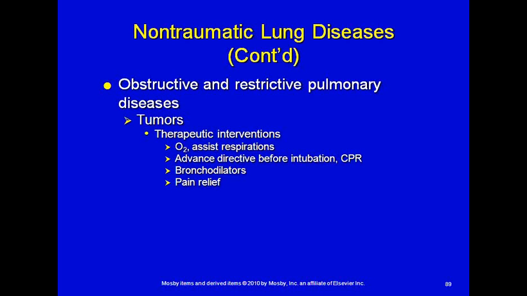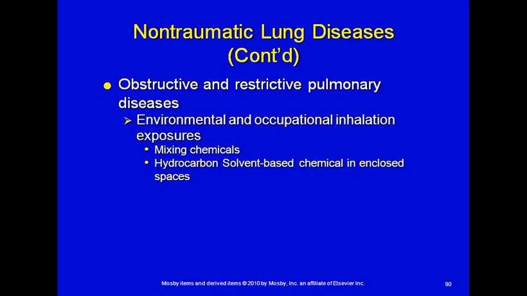In a patient with a tumor, again, our goal is to improve oxygenation and ventilation by giving them oxygen, assisting their breathing, find out if they do have an advanced directive, should they stop breathing, determine whether they want to be resuscitated. Bronchodilators may help with bronchoconstriction, and certainly if they're in a lot of pain with their tumor, we do have the ability to relieve pain with morphine or fentanyl.